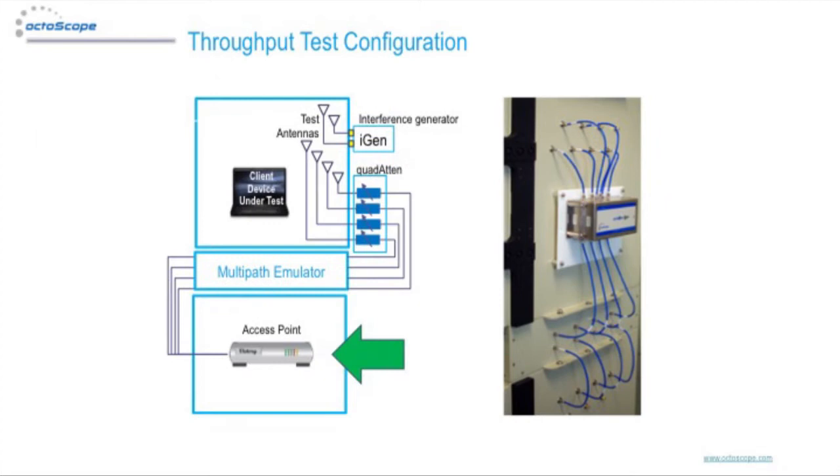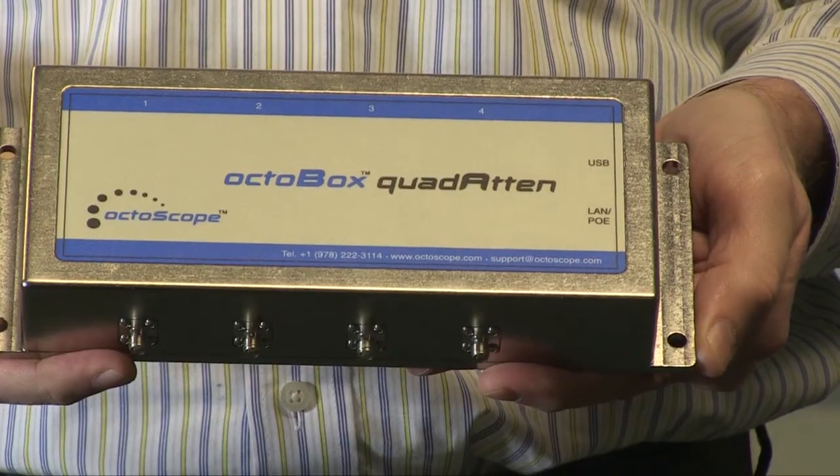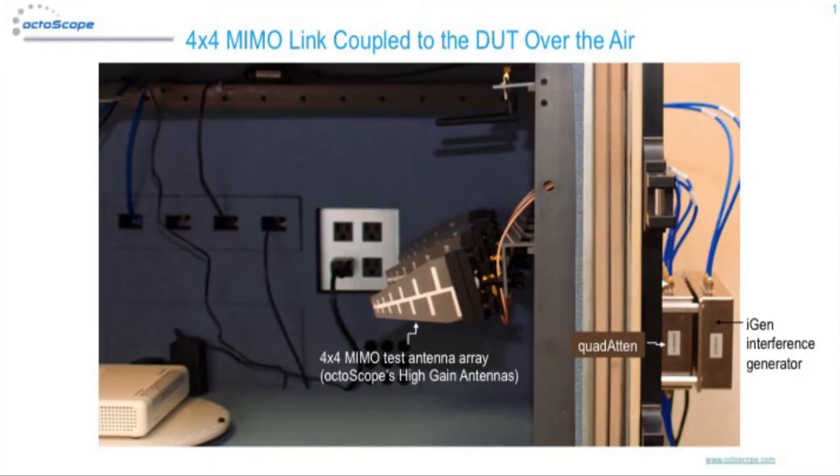The RF from the access point, in the bottom chamber, connected over coaxial cable, travels up through the multipath emulator, then through quad attenuator variable attenuators to the device under test. In this case, we have a 4x4 MIMO link coupling into the top chamber, with the final link to the device under test being over-the-air coupling.